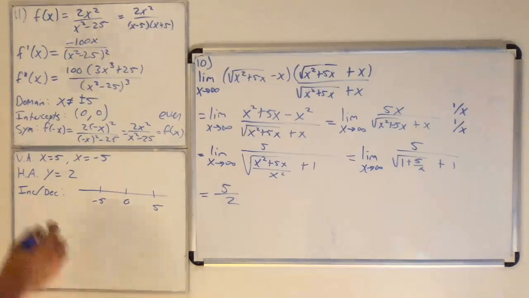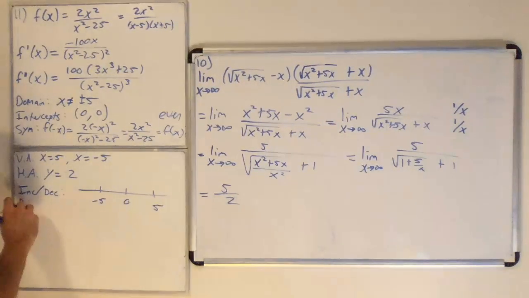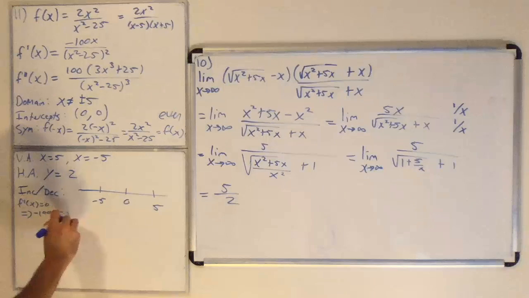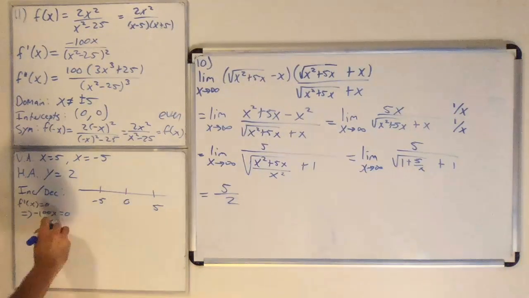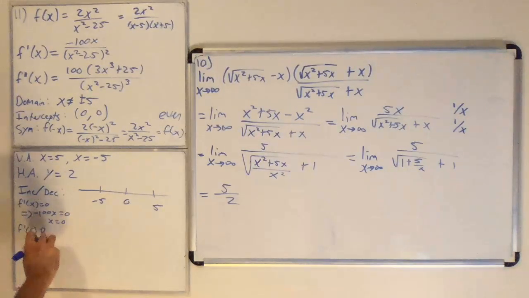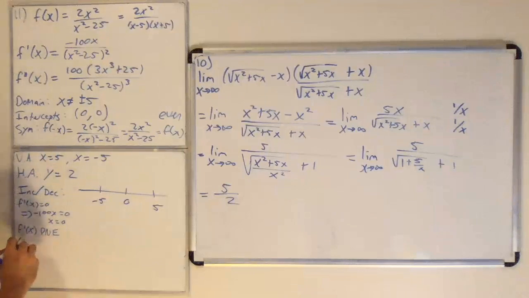Okay, I guess I'll write that out. So this is what the number line will look like. So f prime of x equals 0. That implies minus 100x equals 0. So that's x equals 0. And if f prime of x doesn't exist, that tells us that x squared minus 25 squared equals 0, or x equals plus or minus 5.